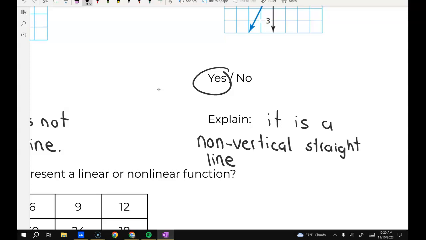Why we say it has to be non-vertical, we'll get into more as we get into our graphing. A line that goes straight up or down doesn't have any constant rate of change, so we can't say whether it's linear or not. We call the slope of that line undefined. So that's why we have that part in our definition of linear: a non-vertical straight line.